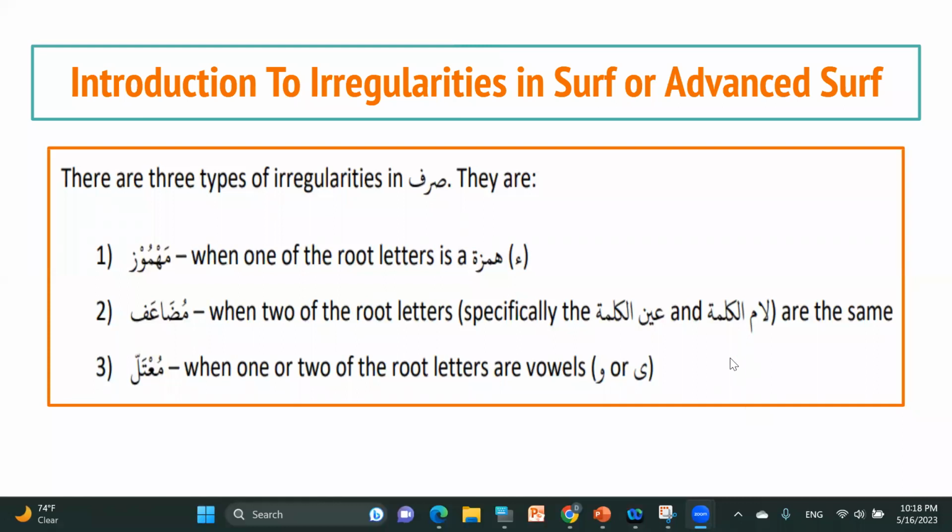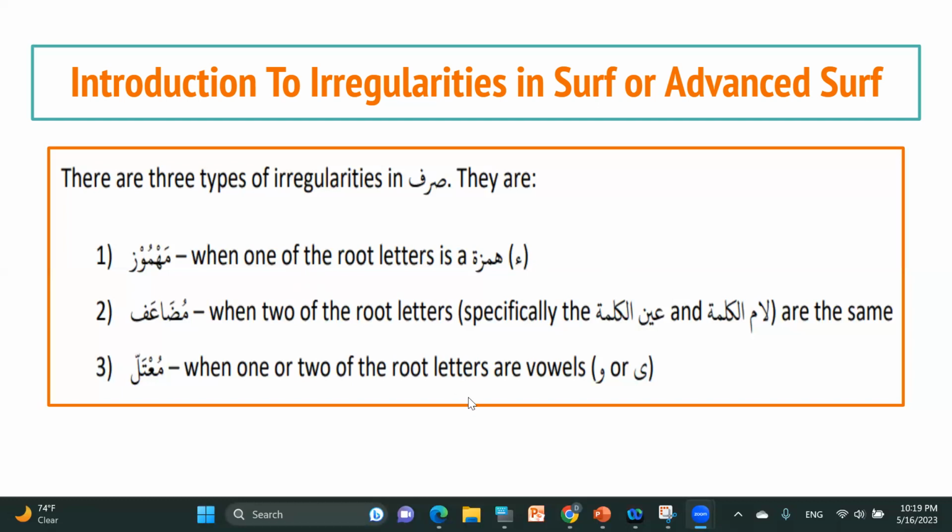Okay, so 3 root letters. And so far in regular Sarf, what you learned is that all 3 root letters were consonants, like regular letters, not the vowel ones. Here in irregular Sarf, the root letters are different. There is some irregularity in the root letters of these words. So basically, there are 3 types of irregularities in Sarf.